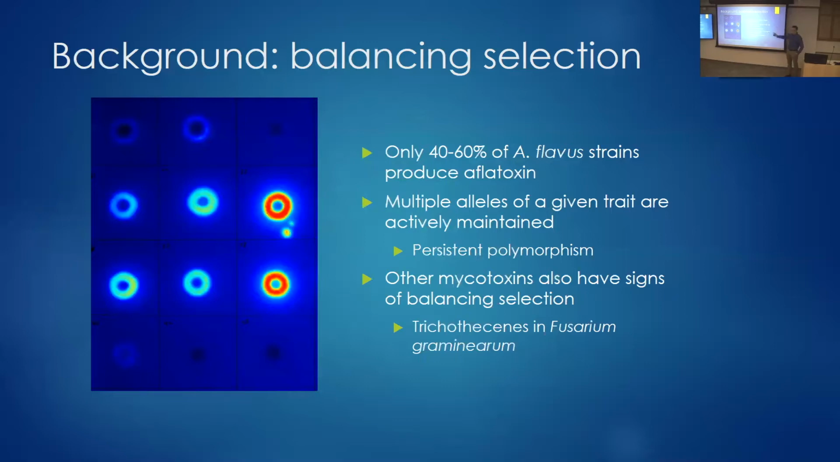It's important to note that while balancing selection is rare for secondary metabolites, as far as we know, it's not unique. So trichothecenes in Fusarium graminearum are also under balancing selection. But even here, this is a little bit different. This balancing selection is for different chemical profiles as opposed to produce and not produce. So this is kind of an interesting system in addition to being agriculturally important.